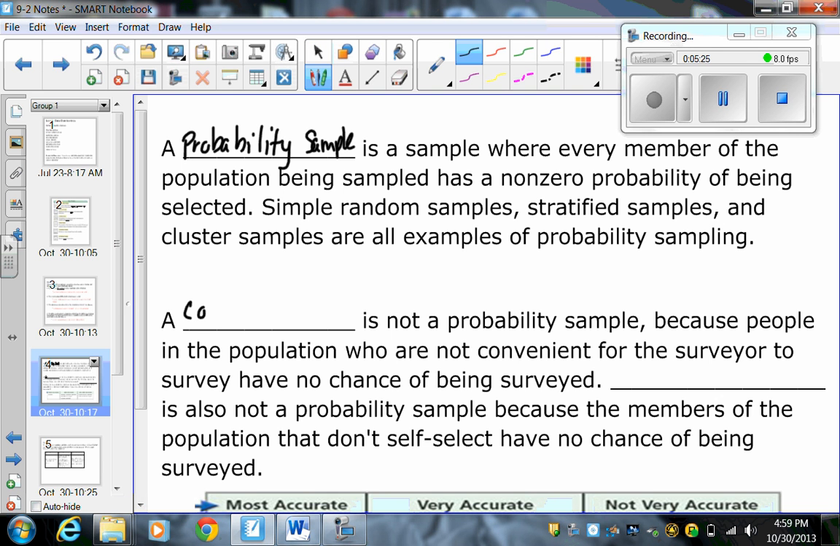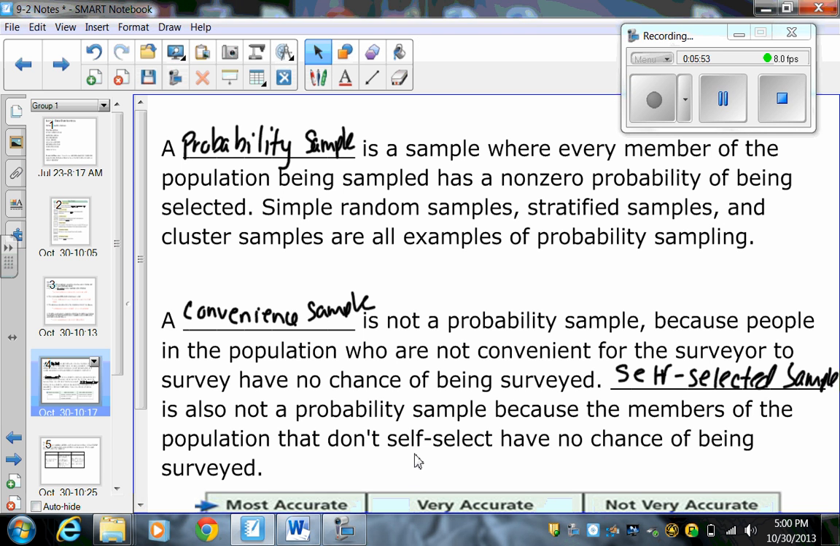A convenience sample is not a probability sample because people in the population who are not convenient for the surveyor to survey have no chance of being surveyed. Self-selected samples are also not probability samples because the members of the population that don't select themselves have no chance of being surveyed.